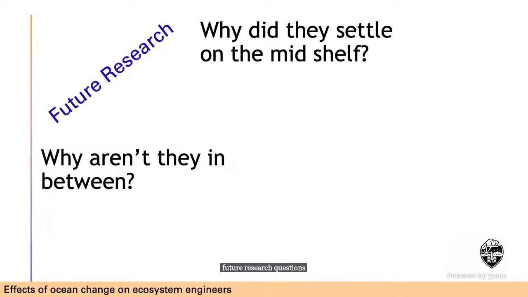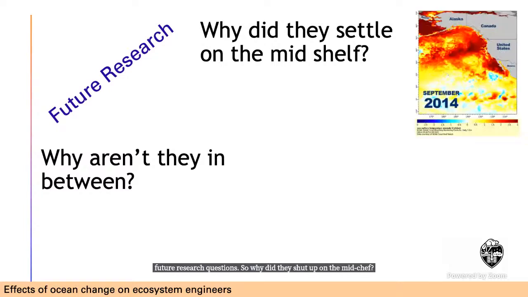So why did they settle on the mid-shelf? We did a cohort analysis when we first found them and think that they probably settled around 2014 or 2015, which were kind of impactful years around here.